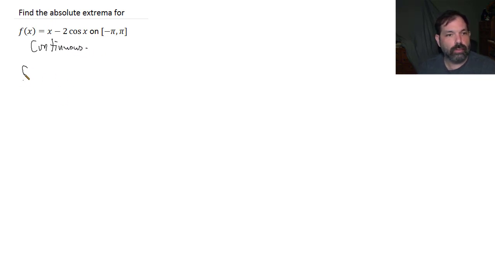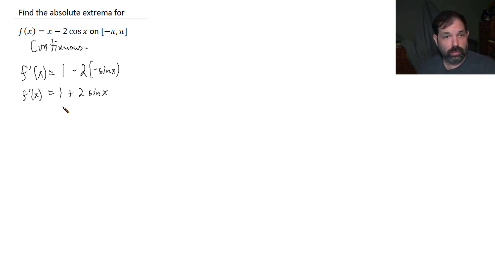Let's calculate the derivative. F prime of x would be equal to 1 minus 2 times the derivative of cosine x, which is negative sine x. So that's 1 plus 2 sine x. All right, so there's f prime of x. It's never undefined. 1 plus 2 sine x is never undefined, so let's set it equal to 0 to find our critical numbers. So then that implies that sine x is negative 1/2.